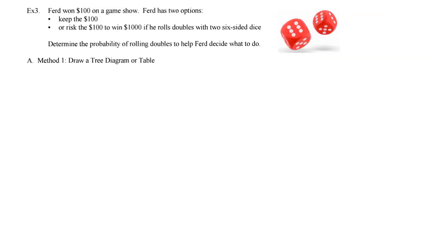Well, for example, 3 for today, right? We have Ferd. Ferd has won $100 on a game show, and Ferd has 2 options. He either keeps the $100 or risks $100 to possibly win $1,000. Okay? Now, if he rolls doubles with a 2-sided dice, so the key is he wins $1,000, he keeps $100, and then he risks it to see if he gets $1,000 if he gets a doubles.